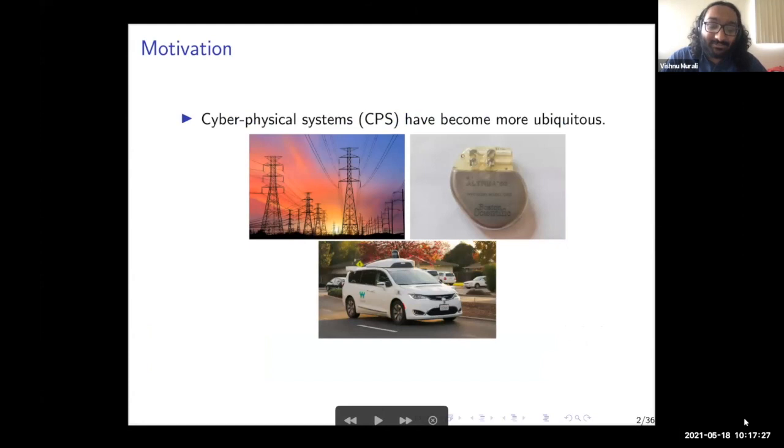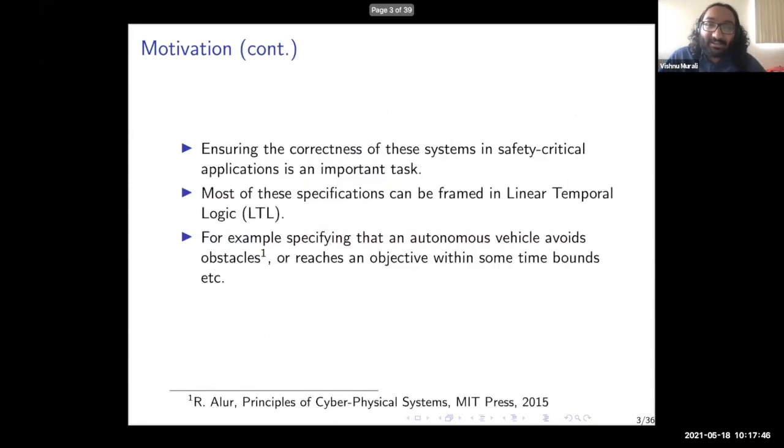Cyber-physical systems are systems which have both a cyber component as well as a physical component. Usually, they involve a control algorithm that dictates how a physical process evolves. In recent years, these systems have become more and more ubiquitous, for example, in power grids, medical devices, or autonomous vehicles. Ensuring the correctness of these systems in safety critical applications is an extremely important task.